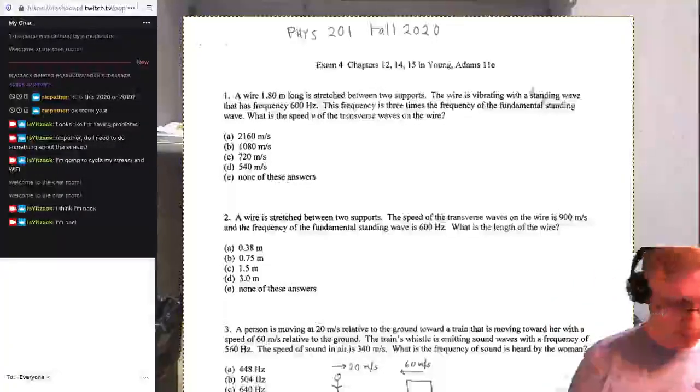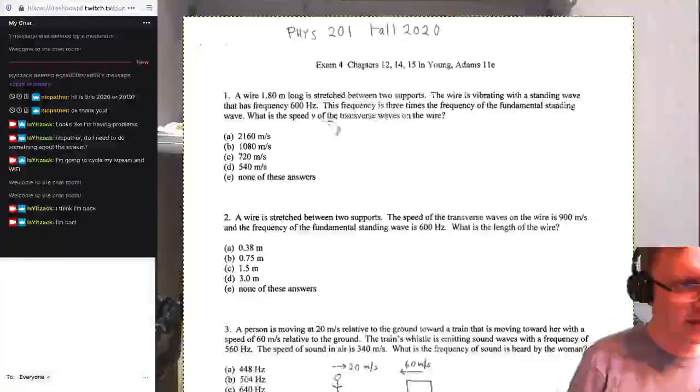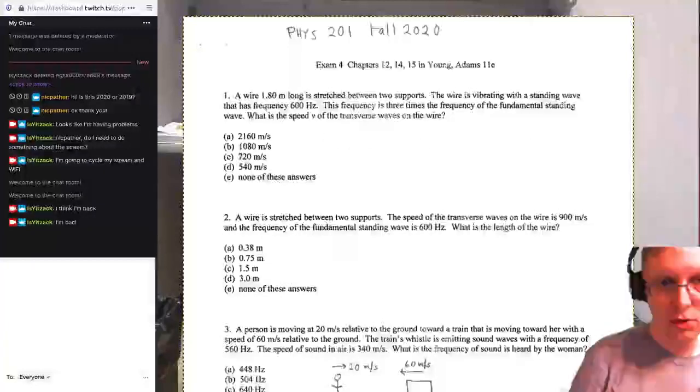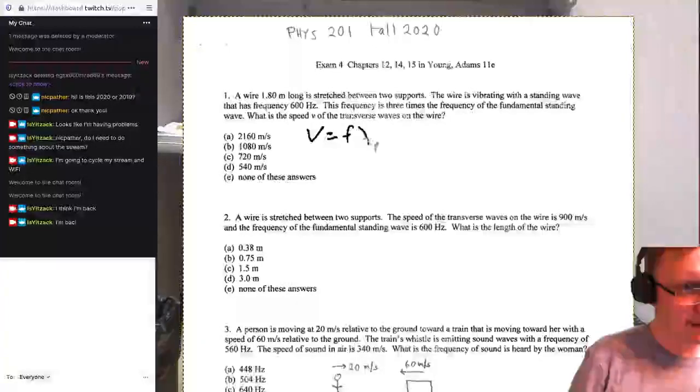Somehow I don't believe you. What is the speed v of the transverse waves of the wire? Let's see. We do need to know that though. Let's write on the correct surface. V is equal to f lambda.